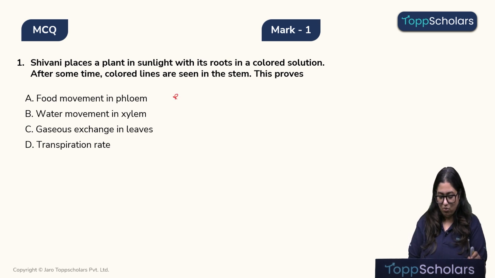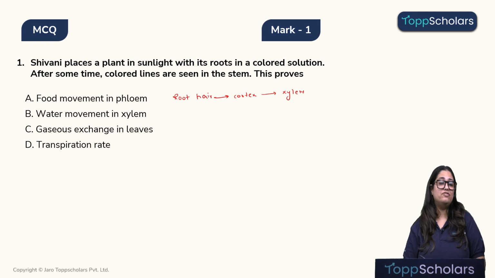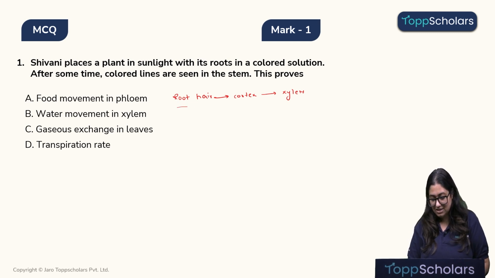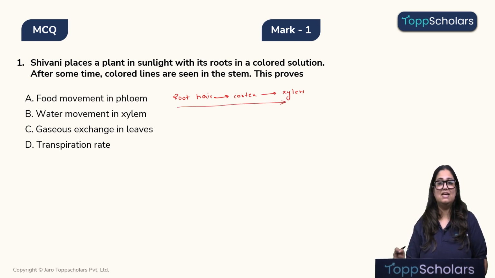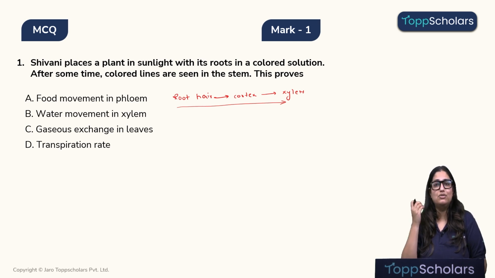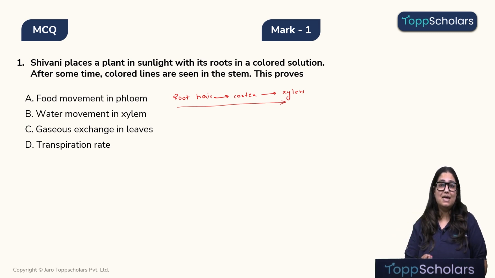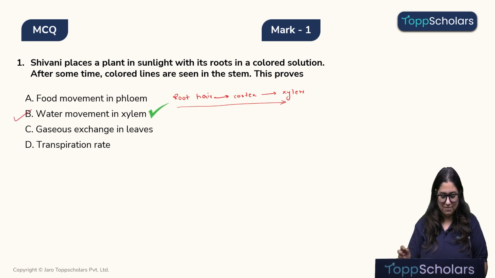We know that the water passes from the root hair into the cortex and eventually into the xylem. That means this colorful solution is also traveling in this pathway, in this direction, and because of which the stems are appearing colorful in nature. Therefore, because of which the stems appear colorful, the correct answer will be option B, that is the water movement in the xylem.